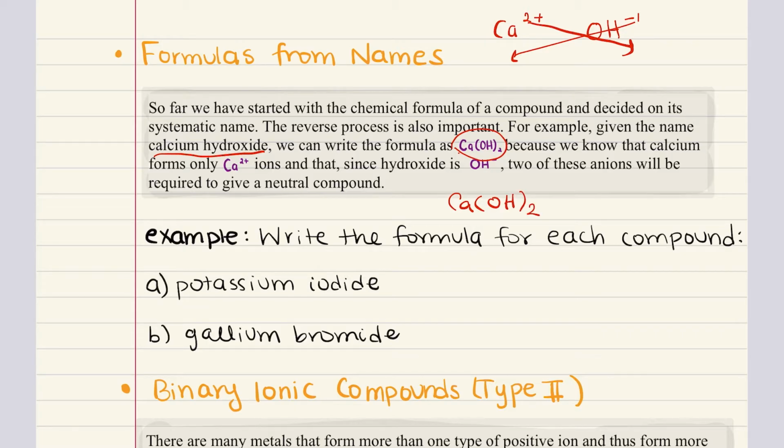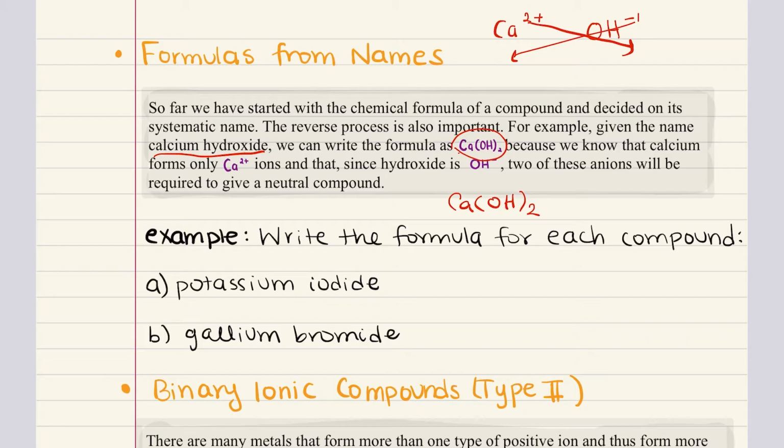You can also think about it as this. Calcium has a 2 plus charge. Hydroxide has a -1 charge. To make sure that you have a neutral compound, you're going to need 2 hydroxide ions to compensate for the 2 plus charge on calcium. Let's do a couple of problems to ensure we understand this. Write the formula for each compound.